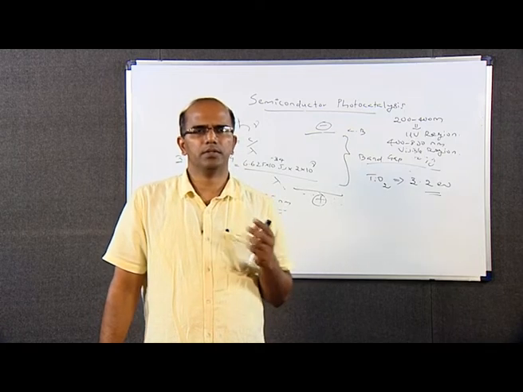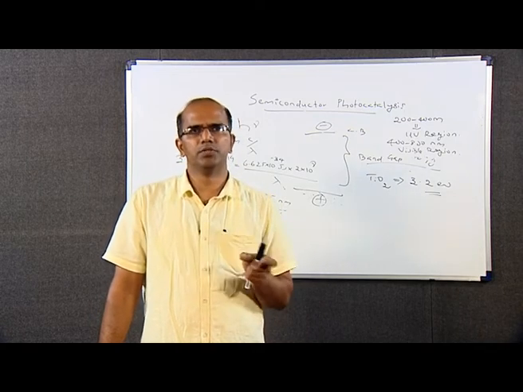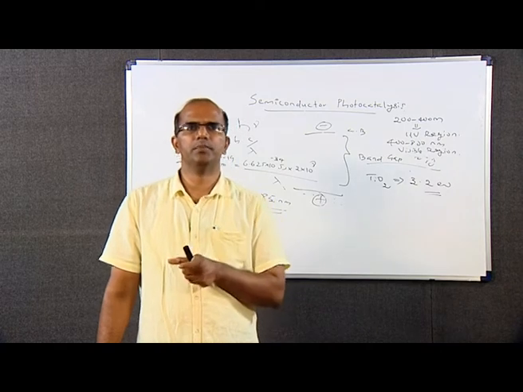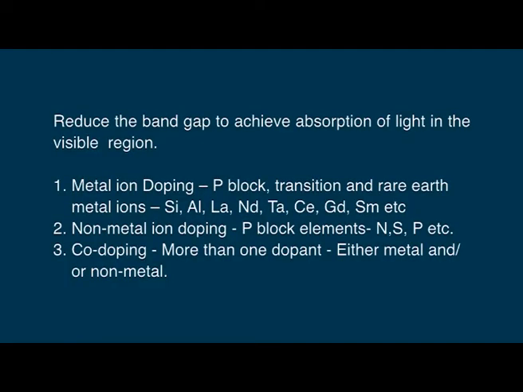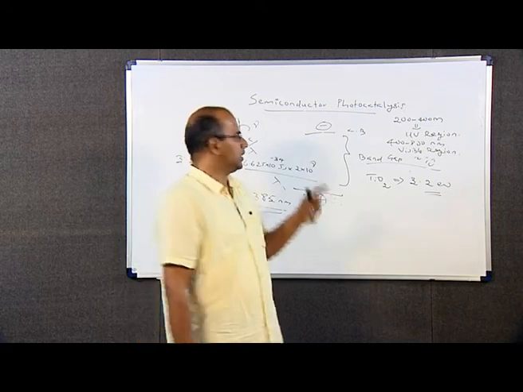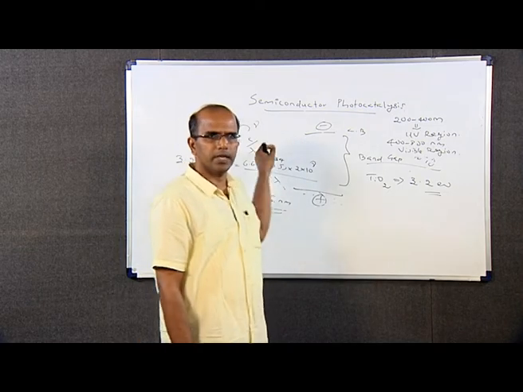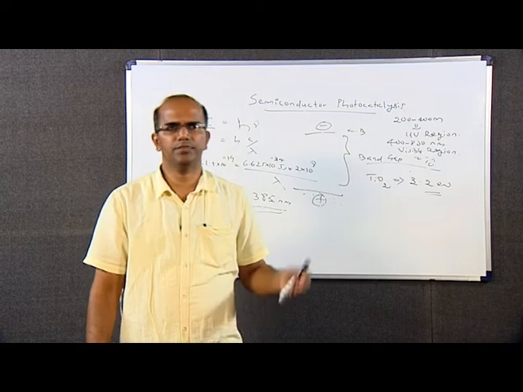The major solution is to reduce the band gap. How can we reduce the band gap? We have three options. You can dope a metal ion into the TiO2, like p-block elements, or you can take transition metal elements, or you can take rare earth metal ions. The p-block element may be silica, alumina, and the transition metal may be lanthanum, neodymium, tantalum, etc. That is one process, so that you can reduce the band gap and you can change the activity from the UV region to the visible region.